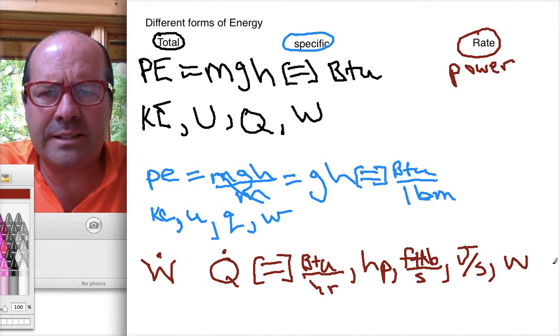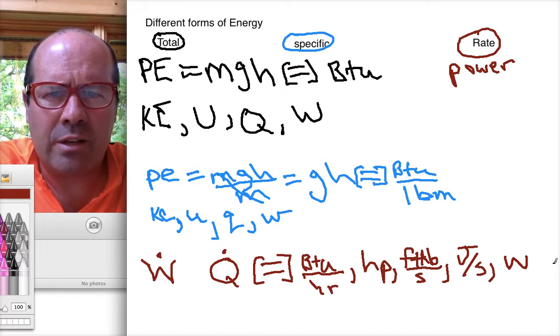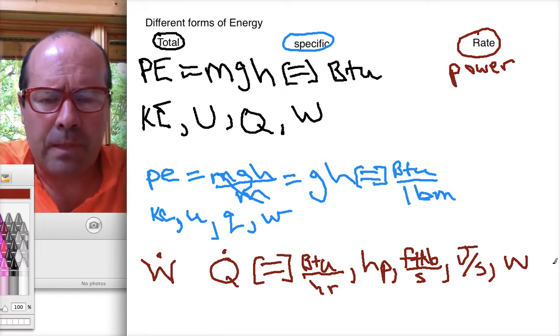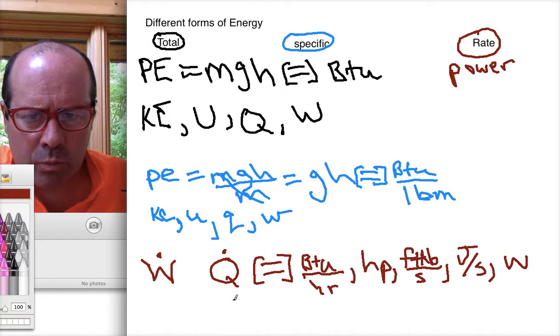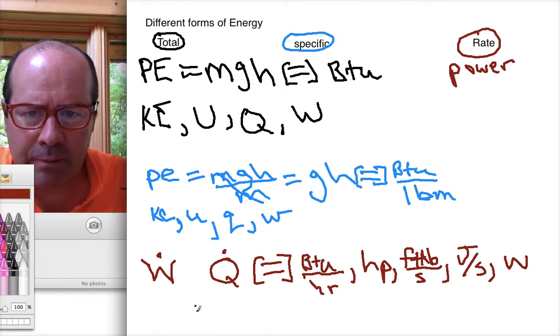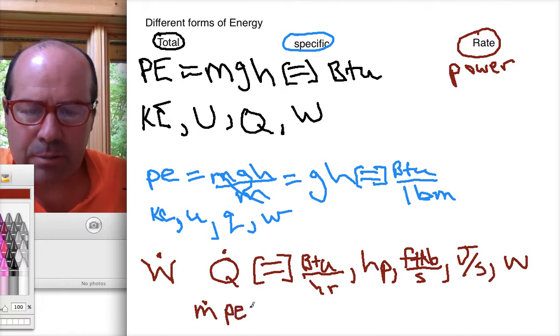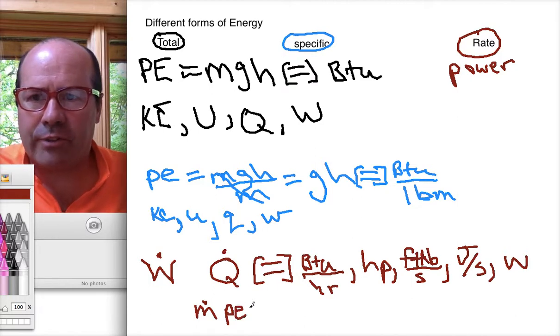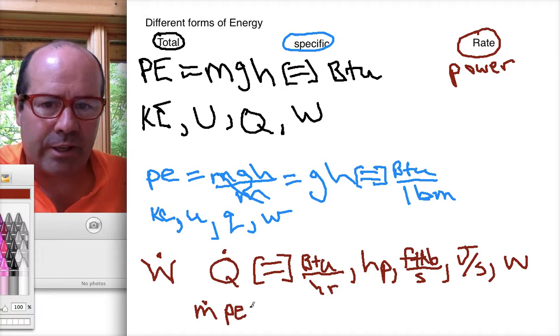Now there really isn't a rate of potential energy. So what we do when we get it into the equation to have all of the first law is we'll take the mass flow rate, m dot, and multiply that times the specific potential energy or the specific kinetic energy or the specific internal energy.